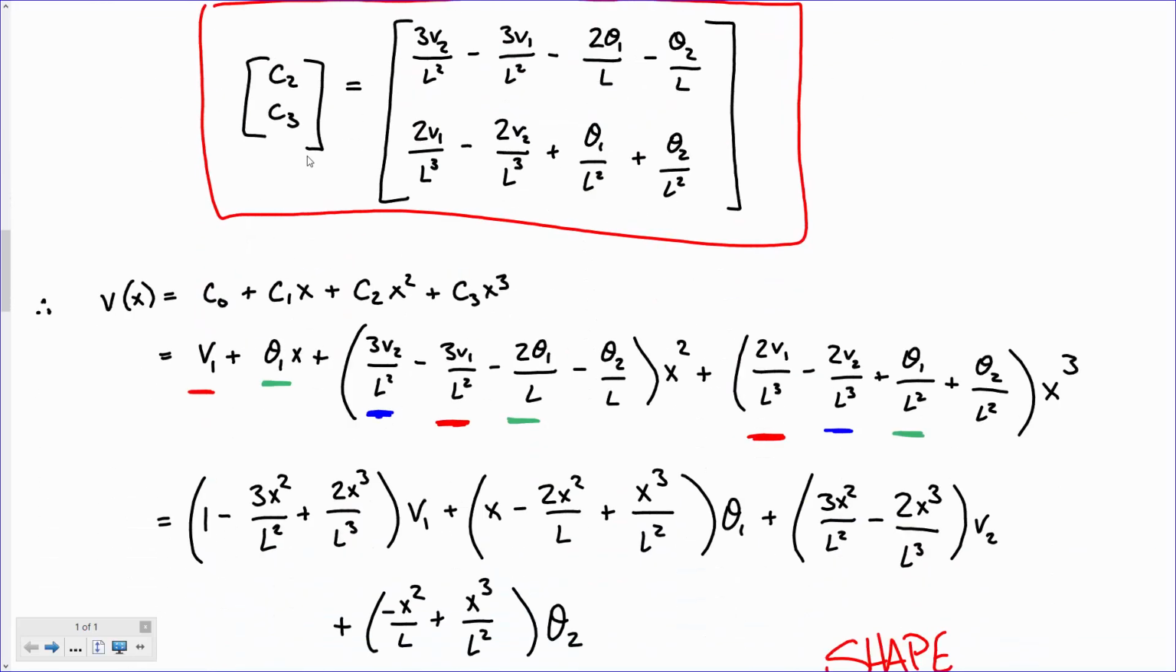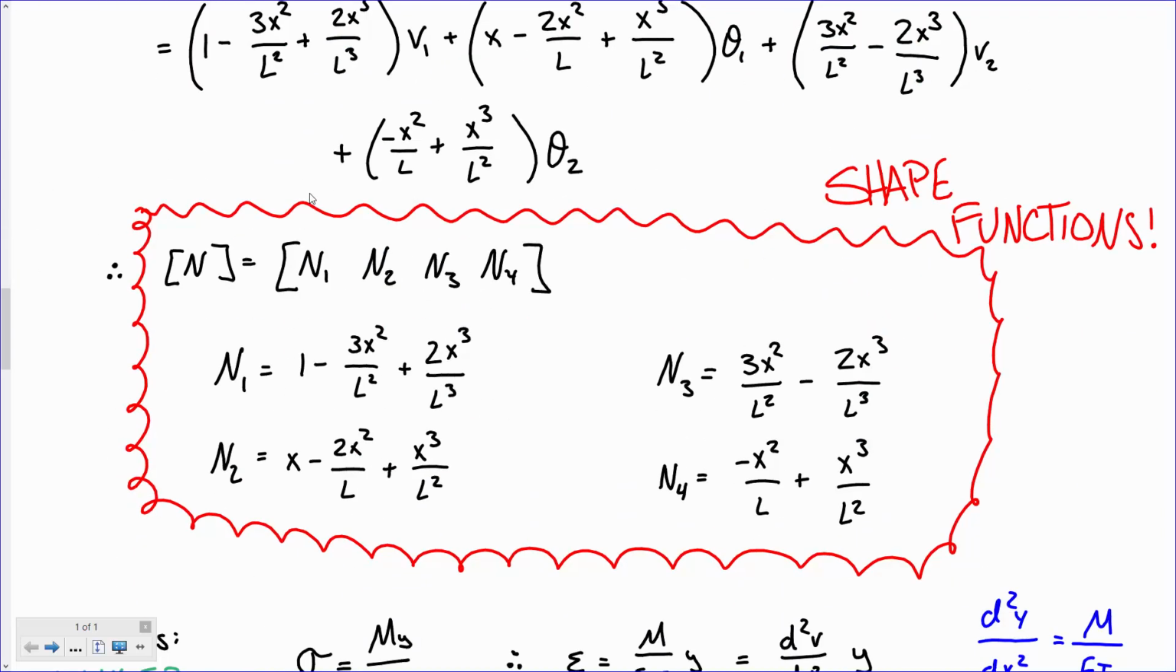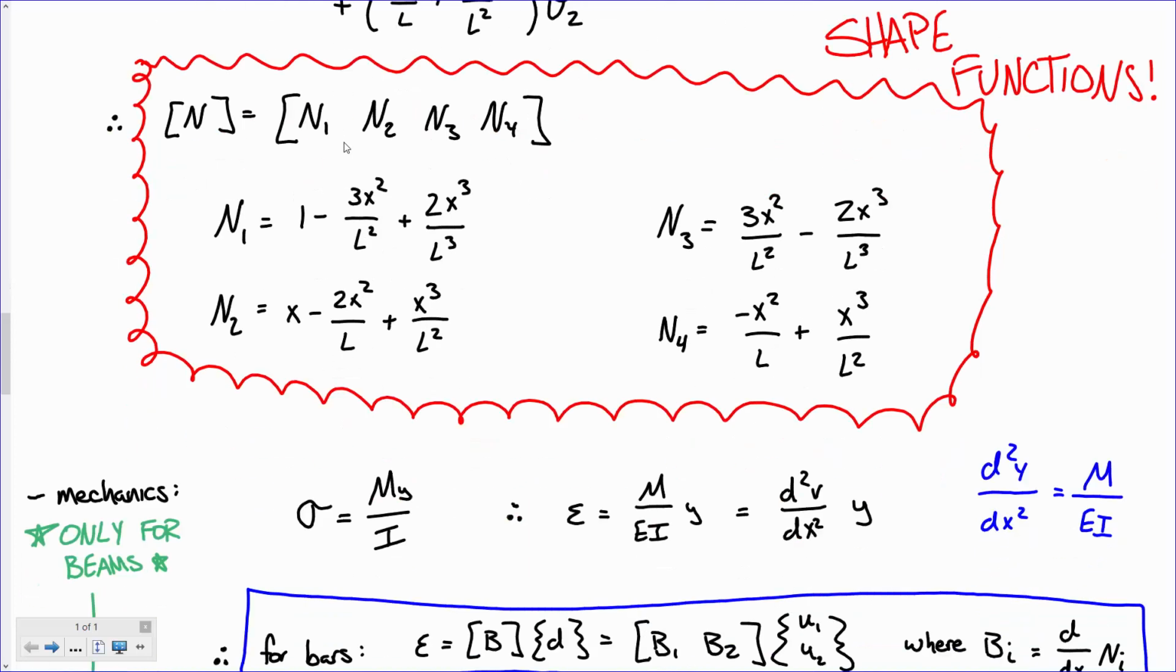Our displacement function gets to be a bit messy, but if we start factoring it in terms of our nodal displacements and rotations, we get a pile of junk times v1, a pile of junk times theta 1, a pile of junk times v2, etc. Those piles of junk, if you will, are our shape functions. And those are our shape functions, the N1, N2, N3, and N4. Okay? So everybody was all right with that. That's a lot of work going into that, but it is an important step.